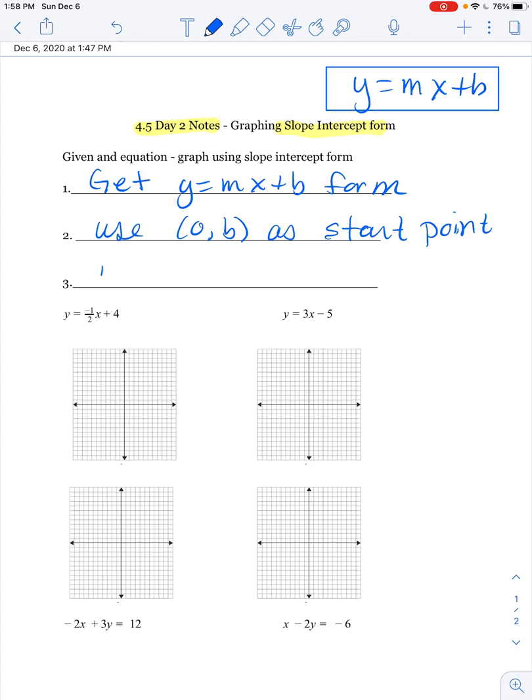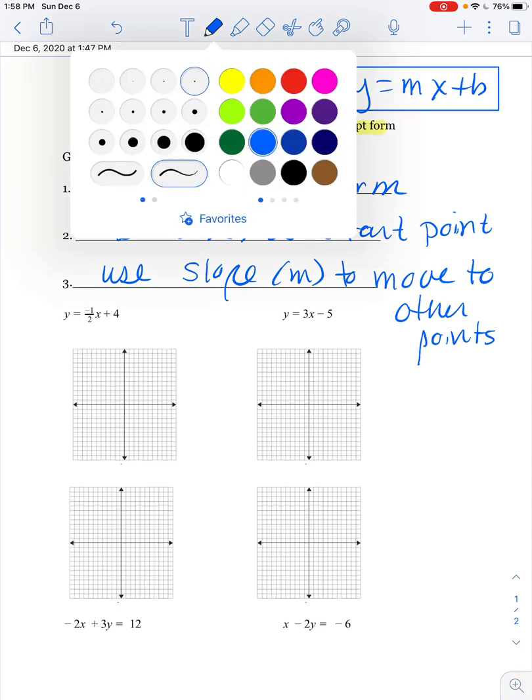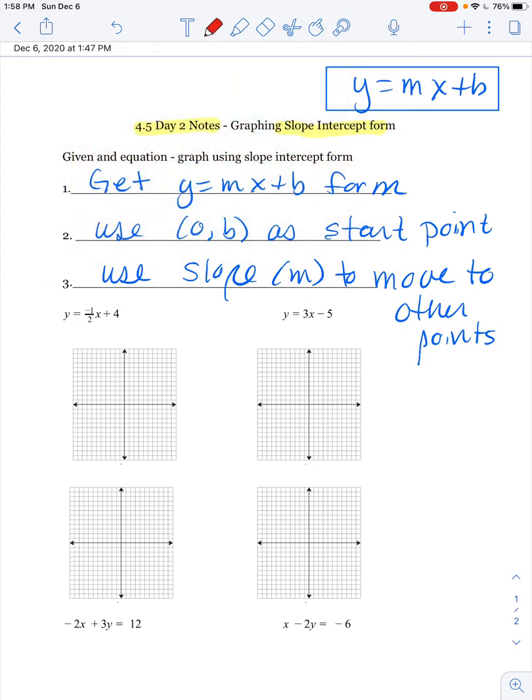And then after you have a start point, you're going to use the slope, which is your m value, to move and count to other points. So it's just a combination of what we've done the last 2 days. I'll look at my equation once I have it in slope-intercept form, and I will start here, whatever this value is, on the y-axis, and then I will move according to this slope value.